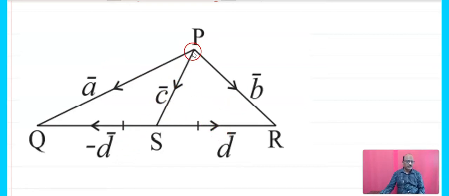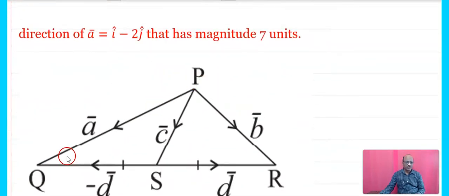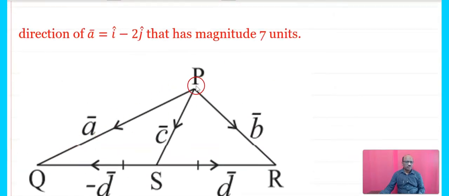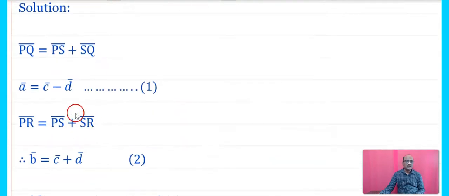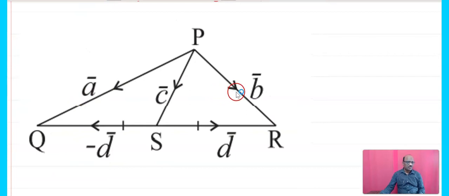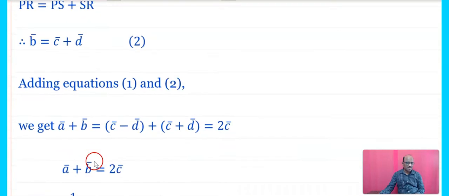Now first we consider the triangle PSQ. See this here, here is PQ bar. PQ bar is equal to PS bar plus SQ bar. But what is PS bar? It's C bar, and SQ bar is minus D bar. And hence A bar is equal to C bar minus D bar. Next is PR bar. PR bar is again PS bar plus SR bar. That is, B bar is equal to C bar plus D bar.